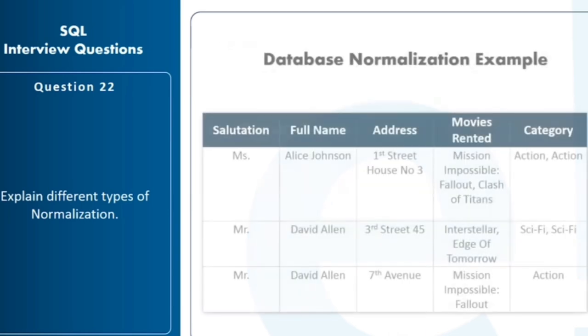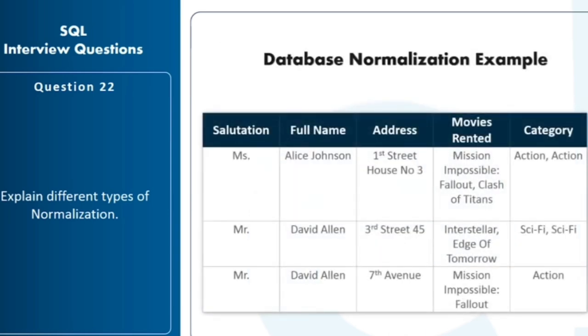This is the table that we're going to consider for the example. You basically have to apply normalization to this particular table. You can clearly observe that Alice Johnson has a particular address and has rented a few movies from a specific category, and the category Action is mentioned twice. Similarly, David Allen's address has been divided into two different records, and the movies rented in the categories have also been divided into two different records.